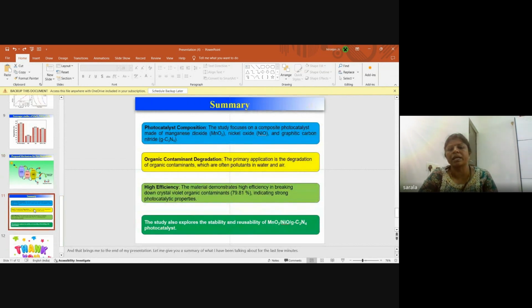Summary of my work: photocatalyst composition. The study focuses on a composite photocatalyst made of manganese dioxide, nickel oxide, and graphitic carbon nitride, GC3N4. Organic contaminant degradation: the primary application is the degradation of organic contaminants, which are often pollutants in water and air. High efficiency: the material demonstrates high efficiency in breaking down crystal violet organic contaminants. 79.81% indicates strong photocatalytic properties. The study also explores the stability and reusability of the manganese dioxide, nickel oxide, GC3N4 photocatalyst.